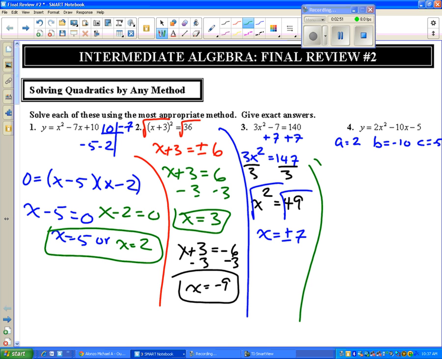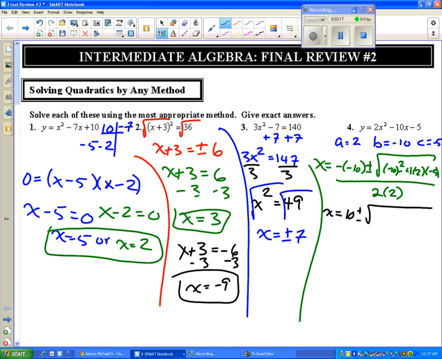And we're going to say x is equal to negative 10 plus or minus the square root of negative 10 squared minus 4 times A times C. So negative 4 times 2 times negative 5 all over 2 times A. So 2 times 2. Simplify. X is equal to negative negative 10 is 10 plus or minus the square root of negative 10 squared is 100. Negative 4 times 2 is negative 8 times negative 5 is going to be plus 40. Divide by 2 times 2 is 4.